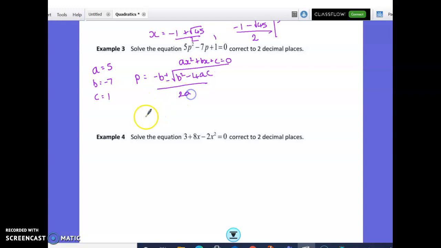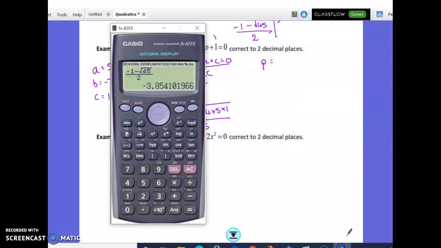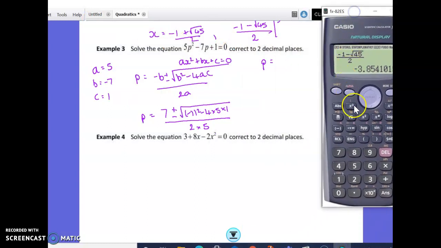all over 2a. Subbing in. Minus b is the negative of negative 7, which is positive 7. It's going to always be the opposite sign of whatever b is. B squared is minus 7 squared, minus 4 times 5 times 1, all over 2 times 5. Really not left myself enough room here. Under the square root sign then, it's best just to do that wee bit first.